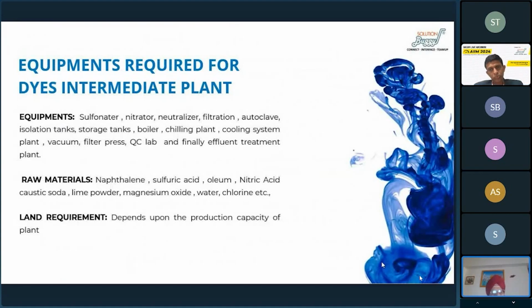If you want to have an industry based upon dyes intermediate. Sir, the end users for these dyes are mainly the textile companies, is it? No, not only textile, but food industries also require some dyes. Otherwise, the maximum is for textile industries.